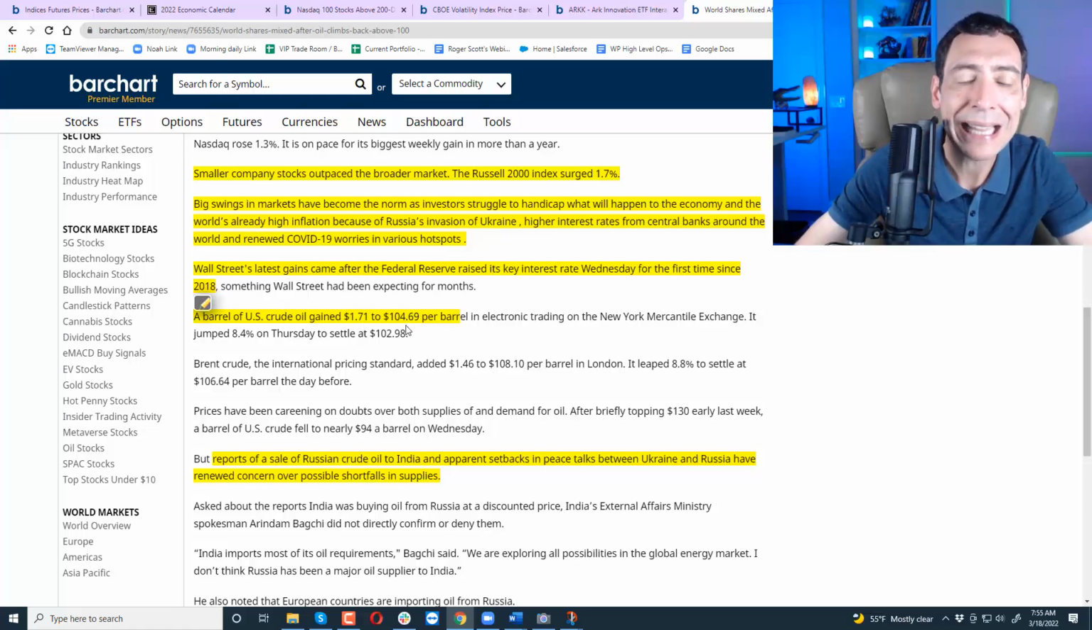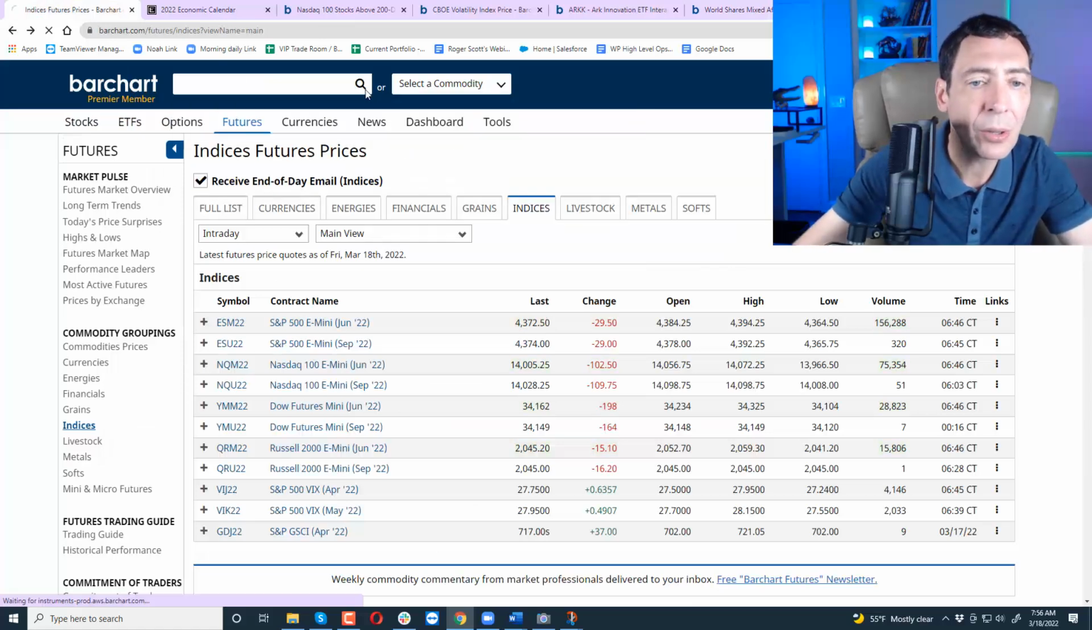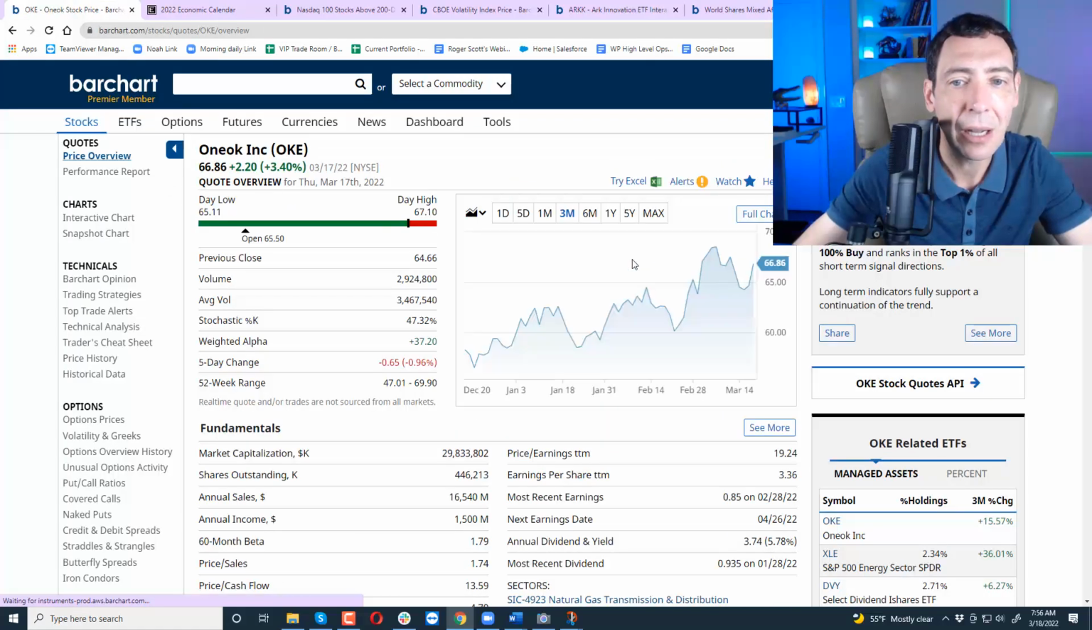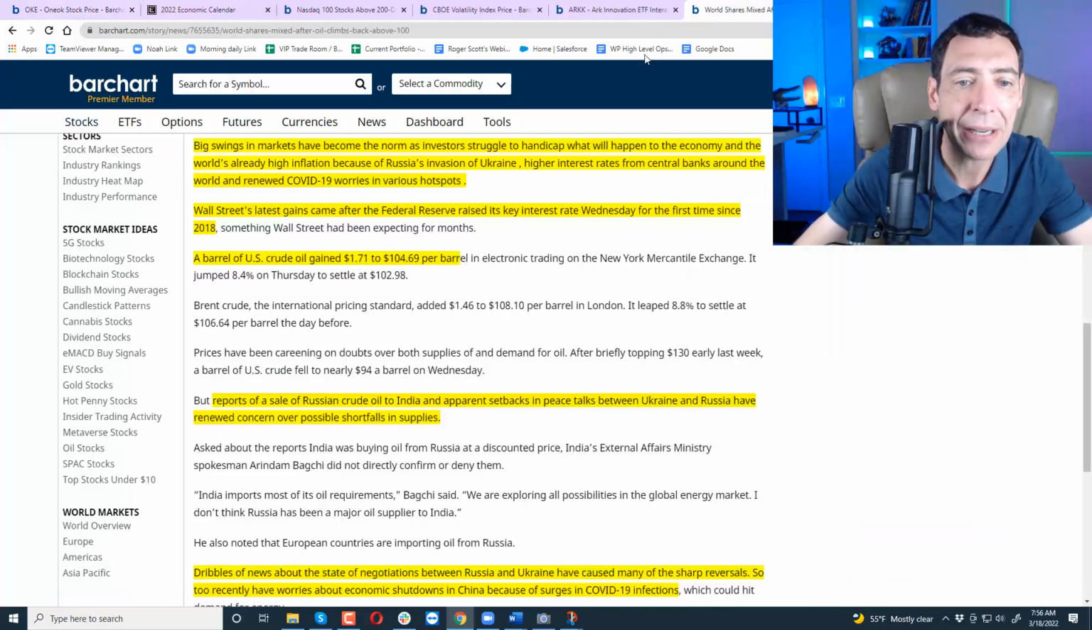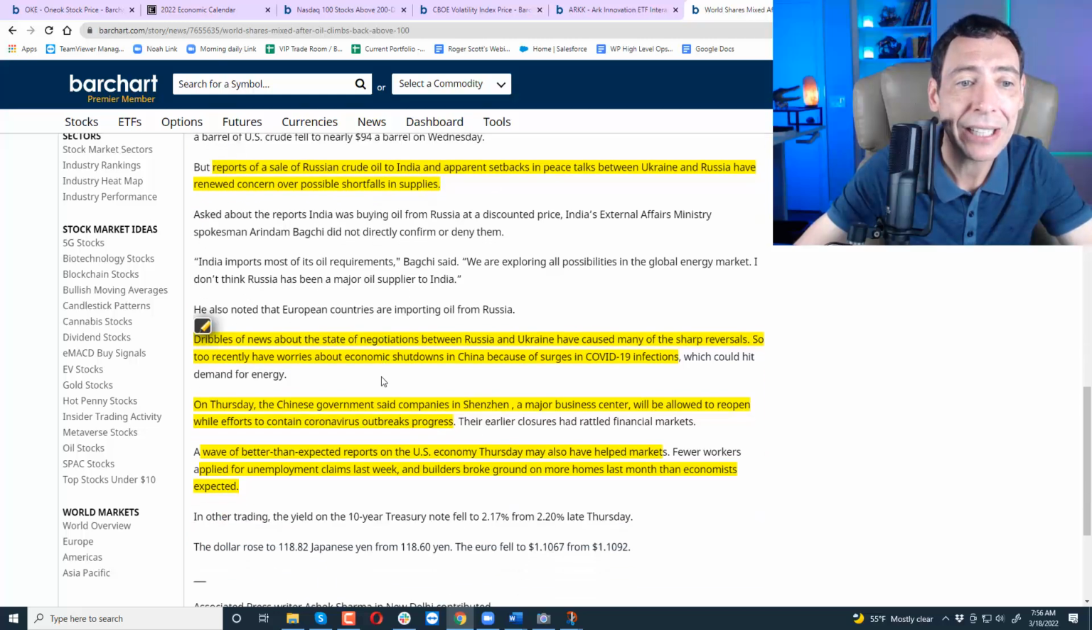Crude oil is now again above $100 a barrel, and it's going to, or should, test the recent highs. That is something we need to pay attention to, and we have a position in Sniper One, this position right here, that we're probably going to take profit off today if it goes just a little bit higher. Reports of Russia crude oil sales to India are floating around, but so far, India hasn't said anything. Dribbles of news about the state of negotiations between Russia and Ukraine have caused many of the sharp reversals.